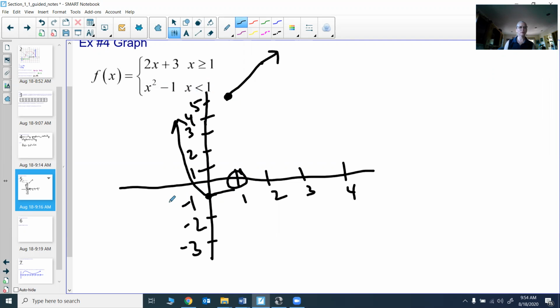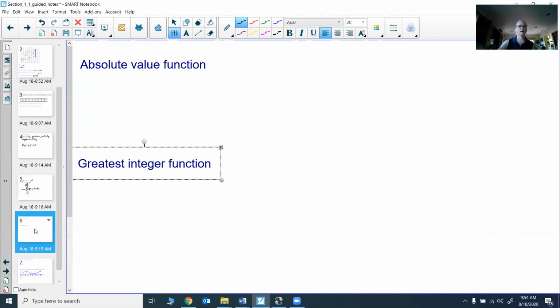We do a lot of piecewise functions in calculus, so I just want to make sure you know them well. A couple of other piecewise functions that exist include the absolute value function. The absolute value function is f of x equals the absolute value of x. You know it as that, but if you actually want to look at this as a function and graph it, it actually is a piecewise function.